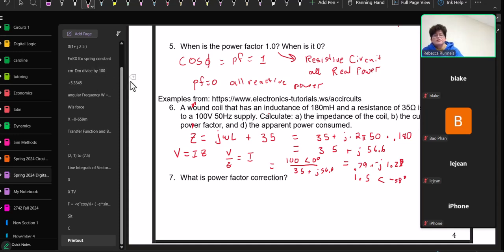So let's talk about ELI the ICE man. What does ELI the ICE man tell us? Current lags voltage. Current lags voltage in what kind of circuit? Yeah, in the inductive circuit.